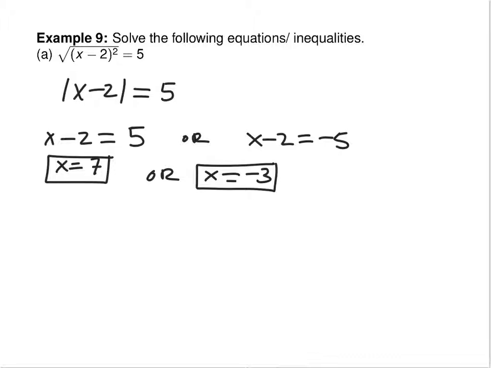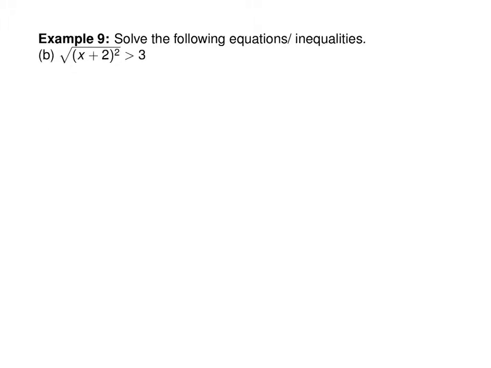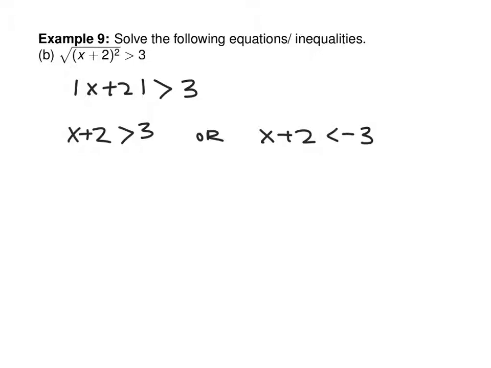Part B is the same idea. What's the only difference? It's an inequality, right? Yep. So you're solving the absolute value of x plus 2 is bigger than 3. Is that going to be an or one or a between one? Or. Spectacular. X plus 2 is bigger than 3, or x plus 2 is less than negative 3. So the first one ends up being x is bigger than 1, or x is less than negative 5.